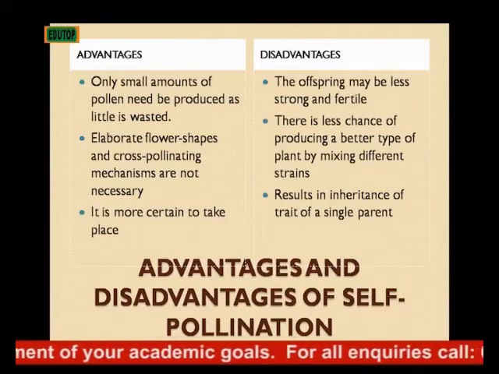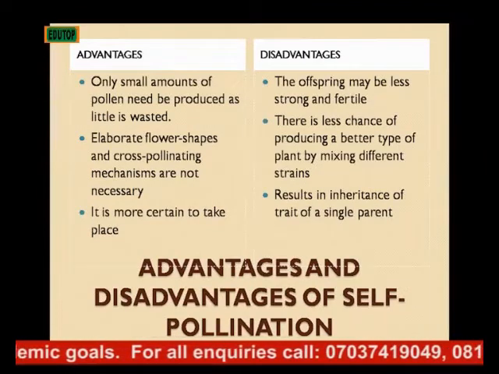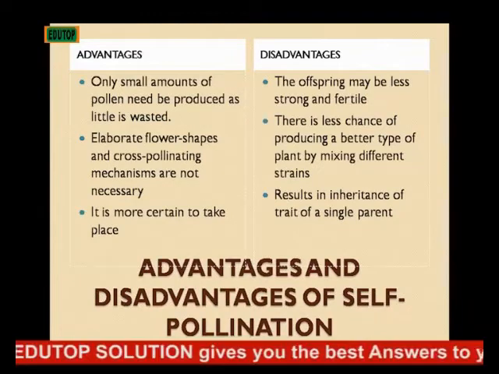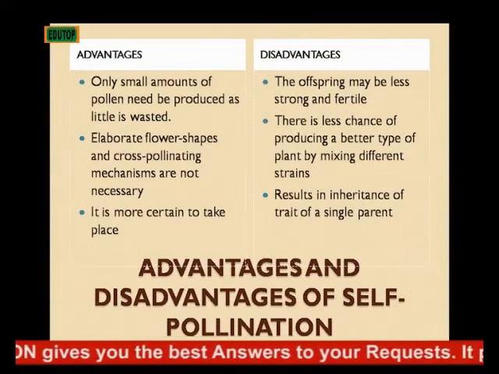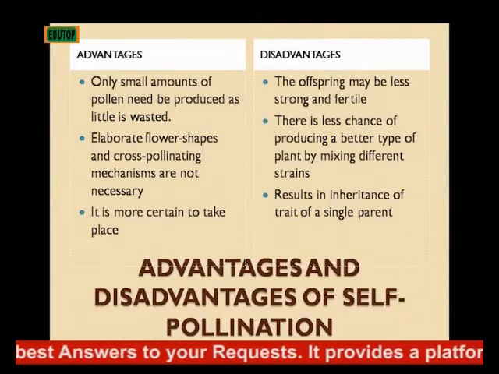Then the third is that self-pollination is certain to take place. Why is it certain? It's still the same flower, or the same plant, so it's easier. The pollen grains will fall on the stigma. So it is very, very certain that self-pollination will take place.